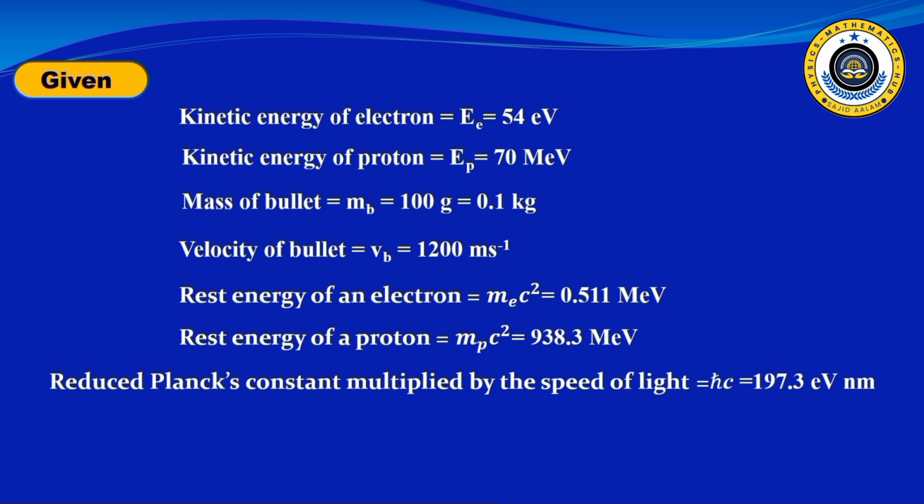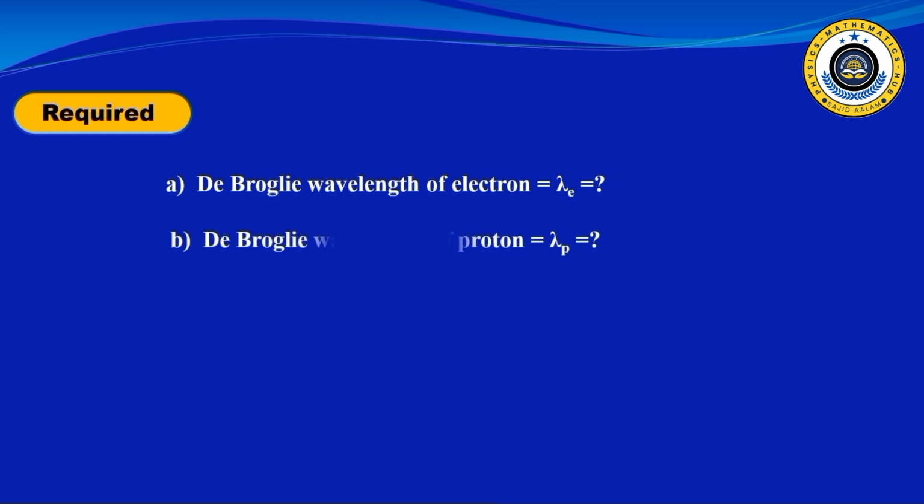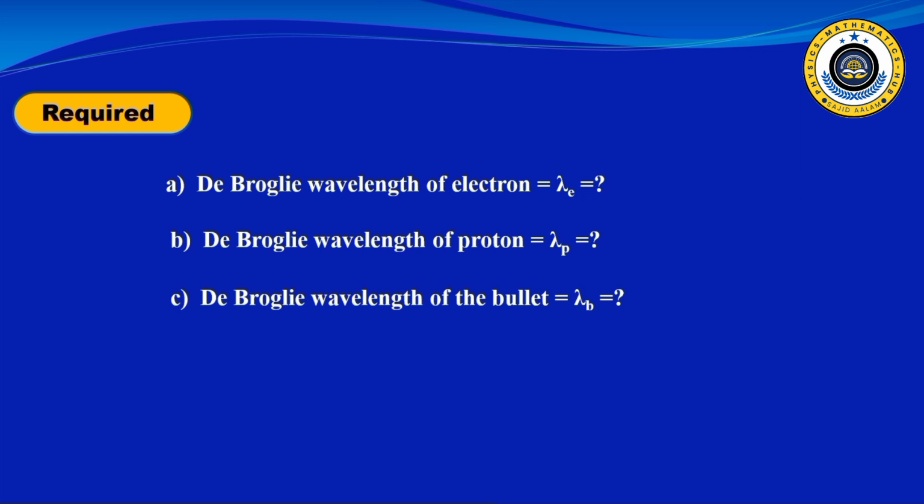We are required to calculate the de Broglie wavelength for the above three cases. In case A, we have to find the de Broglie wavelength associated with electron, denoted by lambda_e. In case B, we are required to calculate the de Broglie wavelength of proton, denoted by lambda_P, and in case C, we have to find the de Broglie wavelength of the bullet, denoted by lambda_B.